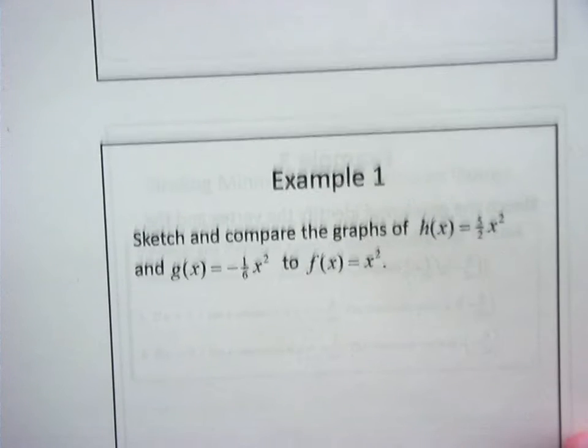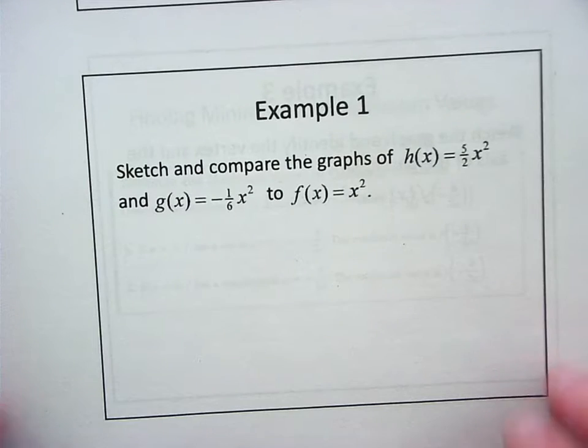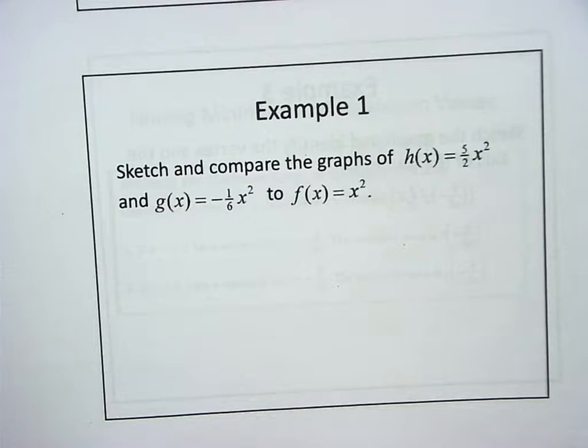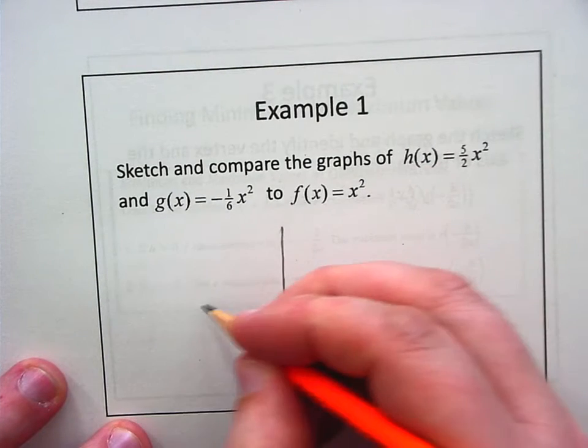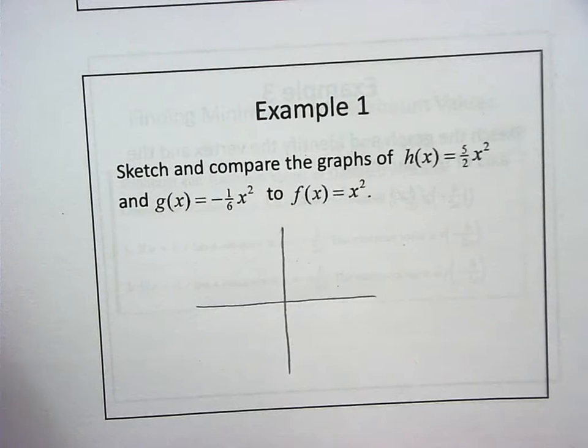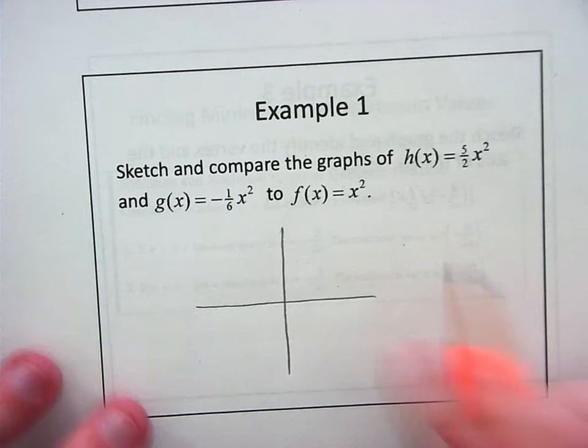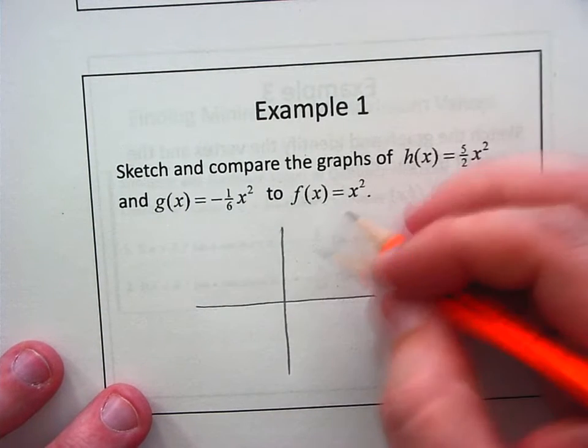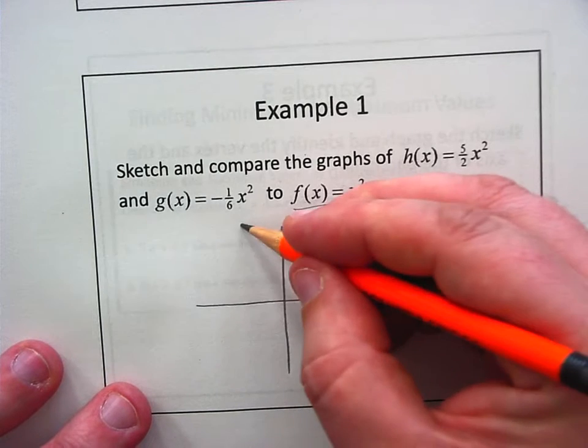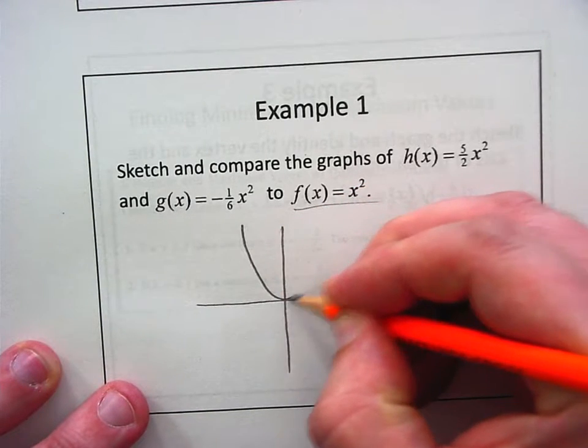So, if I'm looking at these three functions, I want to graph them all on the same axis. Now, I'm going to do a rough sketch, so I'm not going to bother with the calculator because I can get a rough idea of these because I know what f of x looks like. It's just a regular parabola.